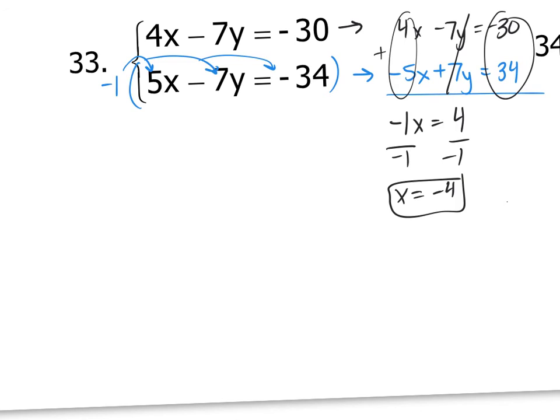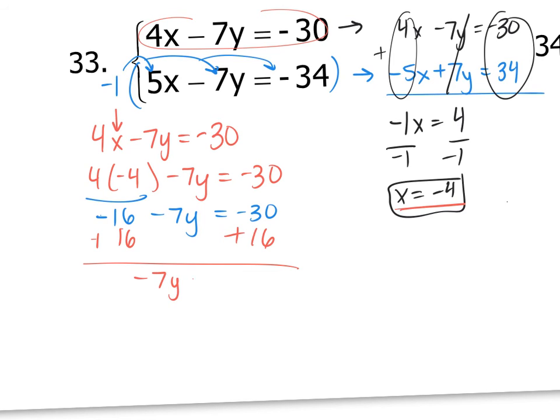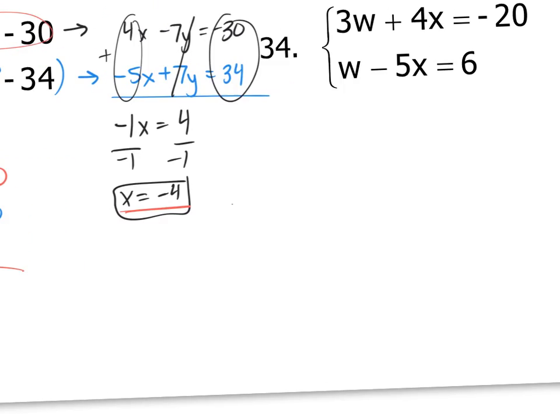I'm going to plug that back into the top equation. My top equation was 4x minus 7y equals negative 30, and I'm going to plug in x is negative 4. So I have 4 times negative 4 minus 7y equals negative 30, and I'm going to solve this. So this gives me negative 16 minus 7y equals negative 30. I'm going to add that 16 over to the other side, which will give me negative 7y equals negative 14. So if I divide by negative 7, a negative divided by a negative is a positive, so y equals 2. Y equals 2 and x is negative 4.